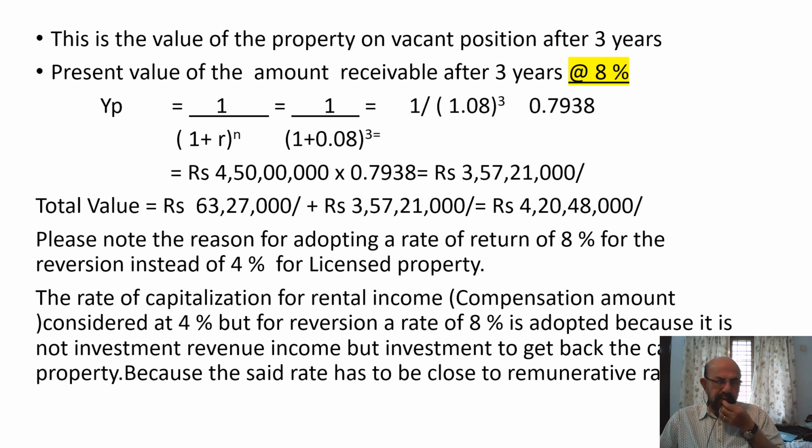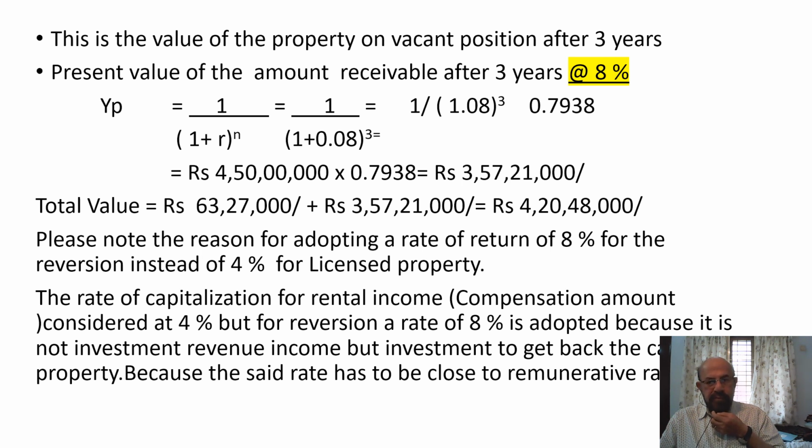This is the value of the property on vacant possession after 3 years. The present value of the amount receivable after 3 years at 8% is the year's purchase. The present value is equal to 1 by (1 plus R) the whole raised to n. That is equal to 1 by 1.08 raised to 3, which is equal to 0.7938.